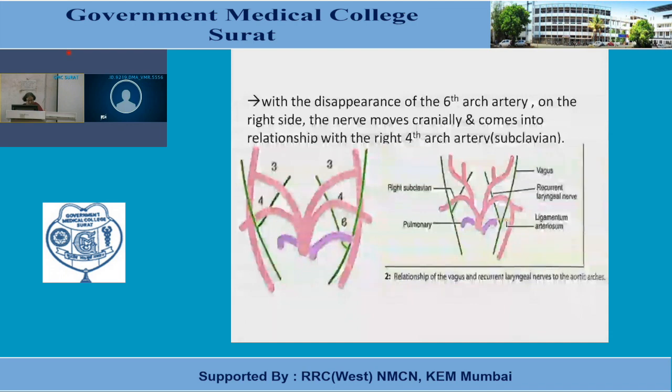In the next diagram, you can see the recurrent laryngeal nerve and the ligamentum arteriosum, right? So this is about the diagram showing the relations of the vagus and the recurrent laryngeal nerve.